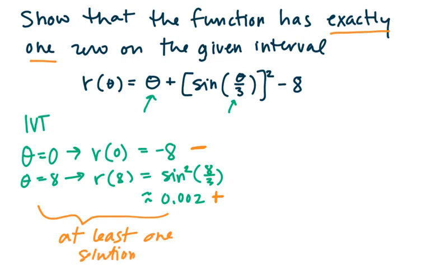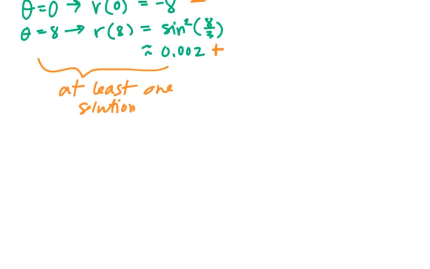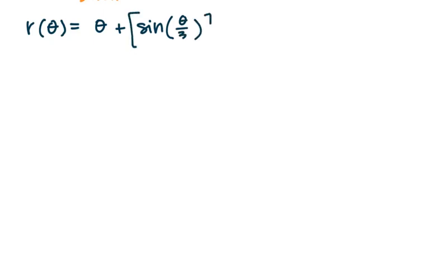But at least is different than exactly. So for exactly, we also want to show that that derivative is always going to be positive or always going to be negative. So I'm going to give myself a little bit of space here. I'm going to rewrite my function. r of theta is theta plus sine of theta over 3, quantity squared, minus 8. So my derivative, r prime of theta, derivative of theta is 1.